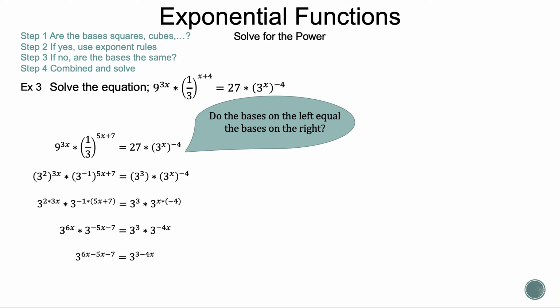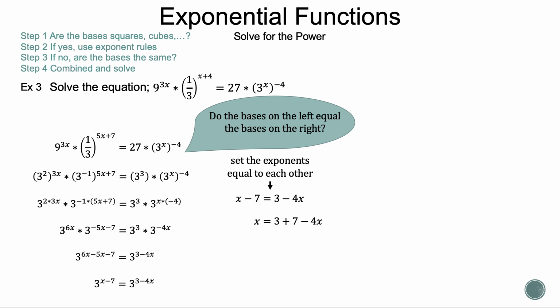Next, we can combine the powers on each side so we only have one base on each side. Let's subtract 6x and 5x, so we have 3 raised to the power of x minus 7 is equal to 3 raised to the power of 3 minus 4x. Now we have something we've seen before. What do we think is the next step? That's right, we can set the powers equal to each other. So now we have x minus 7 is equal to 3 minus 4x.